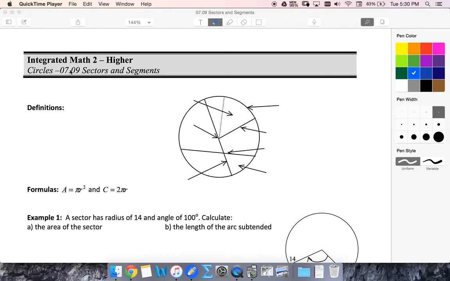In our last set of notes for Unit 7, we're looking at sectors and segments of circles. So hopefully you have all these definitions from 7.1. The ones we care about in this part of the unit is that we call this area coming out from the center angle a sector. And this area down here is a segment.